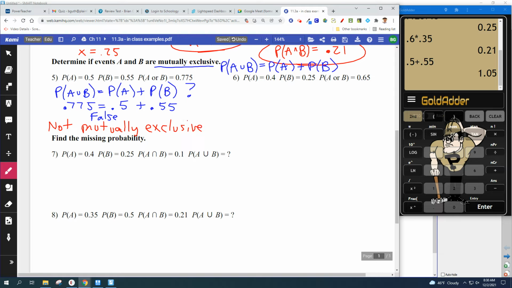All right, so basically all we have to do is say 0.65 equals 0.4 plus 0.25, question mark. Is that a true statement? We can tell that's true, right? That's true. So these are mutually exclusive.